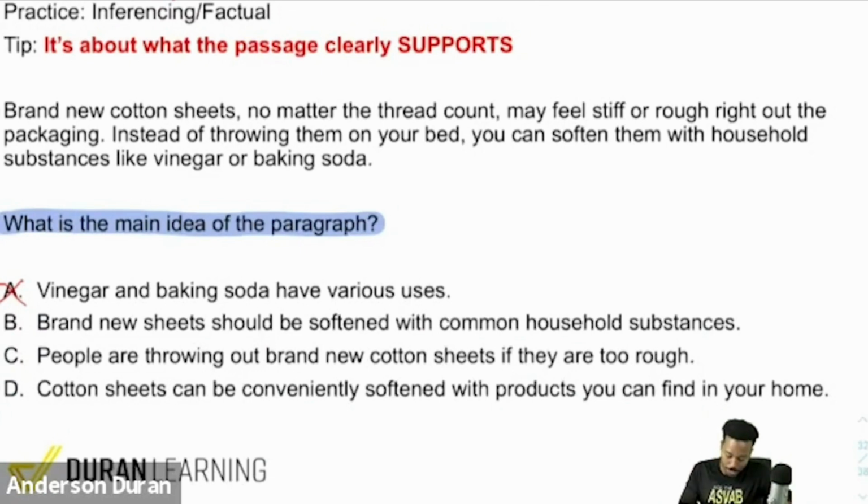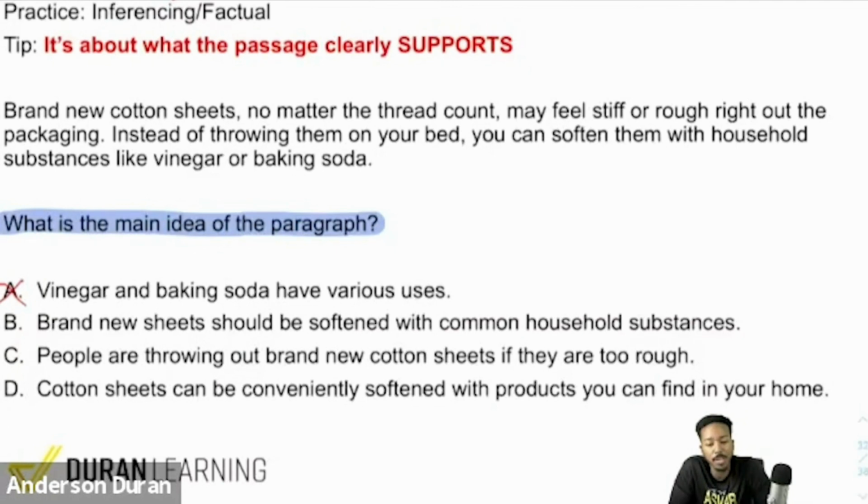So B: brand new sheets should be softened with common household substances. Everybody, let's look at B here. Now, who picked B? Yes or no? Let me look back. Okay, so not everybody picked it. Maybe 1 out of every 15 people picked B. And that's all right. Let me show you why B is incorrect.